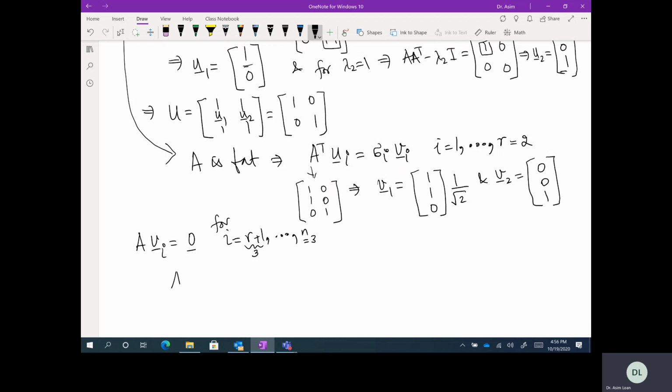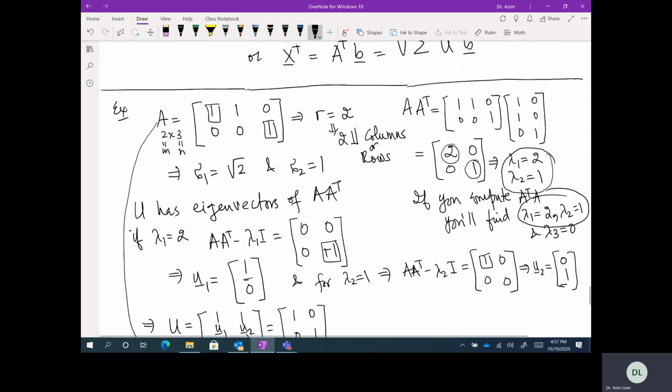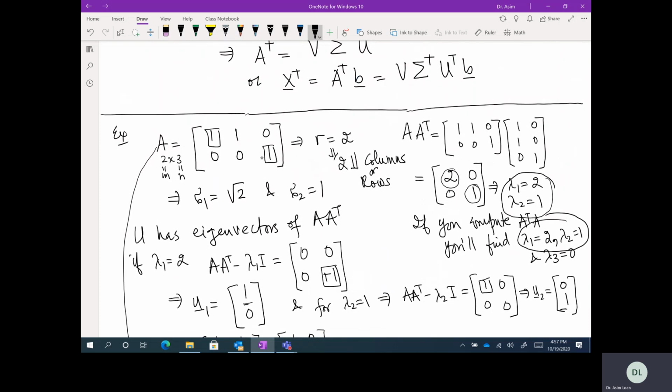So what is A V3? A times V3 is equal to 0, which implies V3 is in the null space of A. And where is A? A is this one. So what is the null space of A? Null space of A is, so let me write it here.